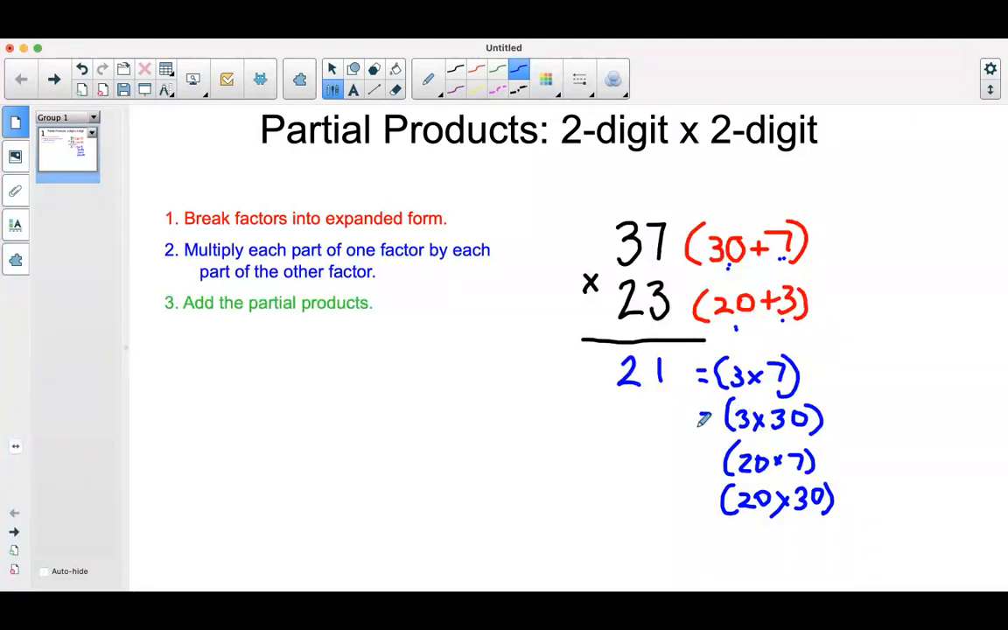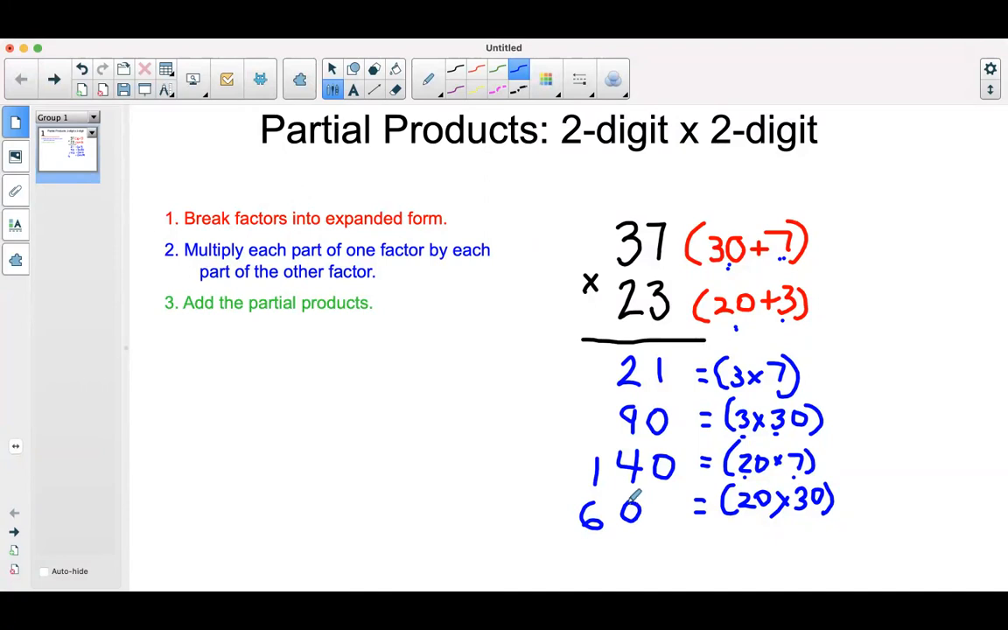I have 3 times 30. I'm going to look at the 3 times 3 is 9, then the 0 because it's a multiple of 10. Again, lining it up carefully. 20 times 7. I know that 2 times 7 is 14 with a 0. So I'm going to carefully line up 140, 140 is that partial product. And finally, I'm going to do 20 times 30. 2 times 3 is 6 with 2 zeros gives me 600.